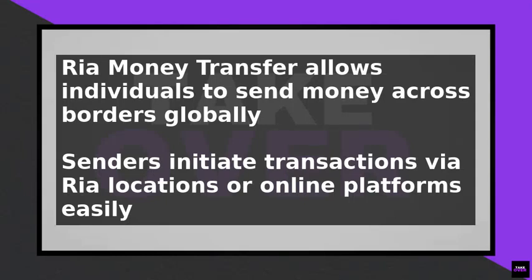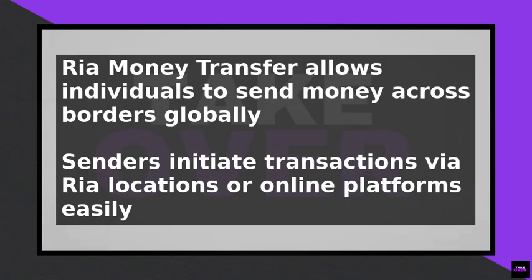Ria Money Transfer is a global money transfer service that allows individuals to send and receive money across borders. To understand how Ria Money Transfer works, let us break down the process into steps.